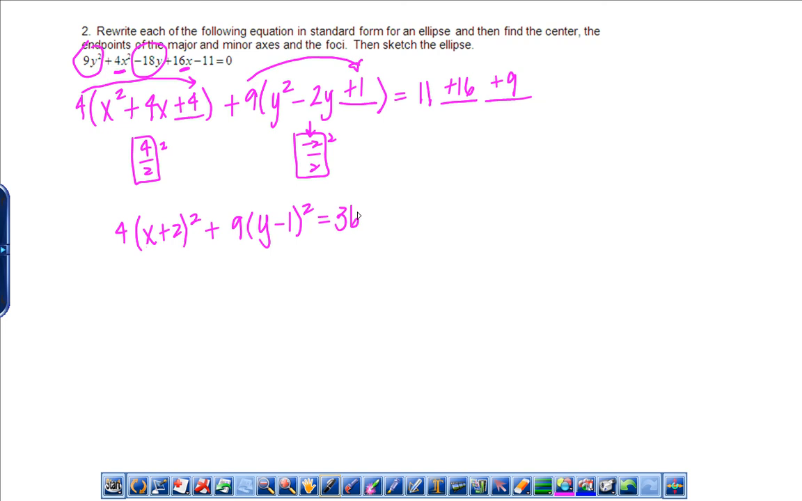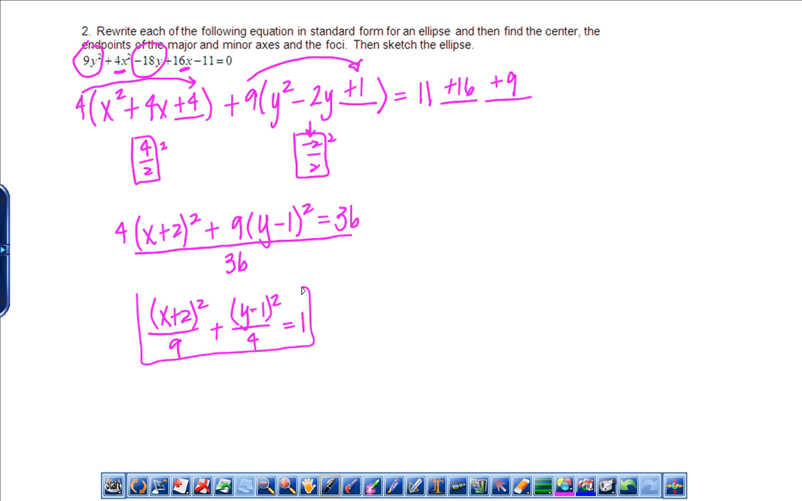Okay, so you have a fraction. And if you notice, your equations always equal 1. So if they equal 1, I'm going to divide by 36. This is going to give me an x plus 2 quantity squared over 9. A y minus 1 quantity squared over 4. That equals 1. This is my standard equation.